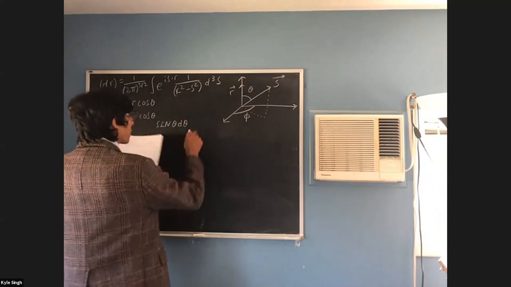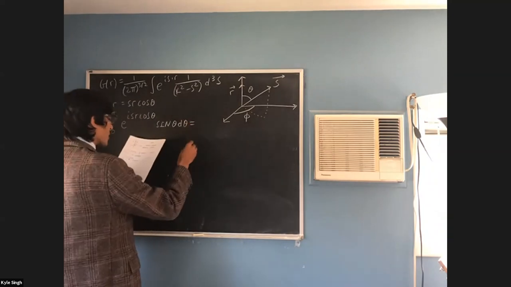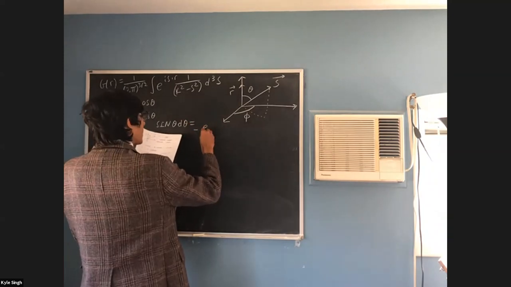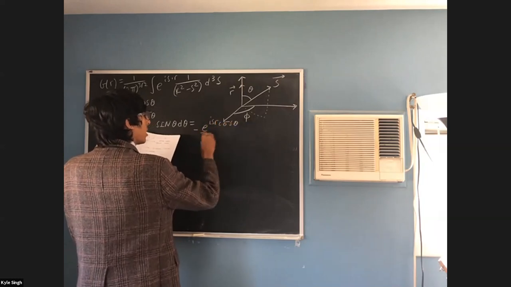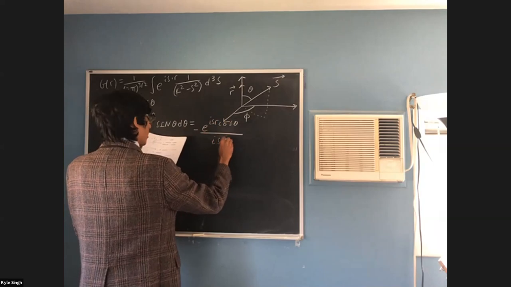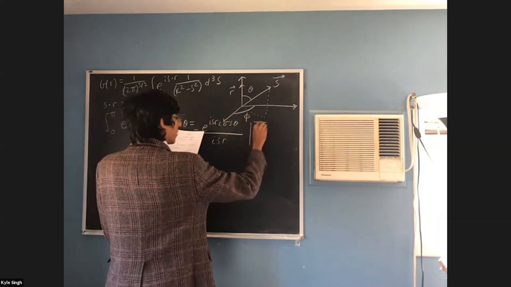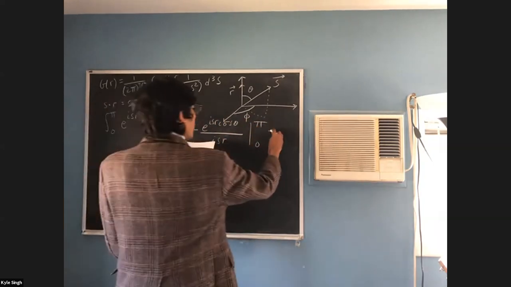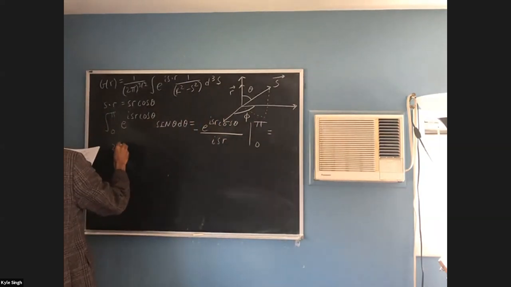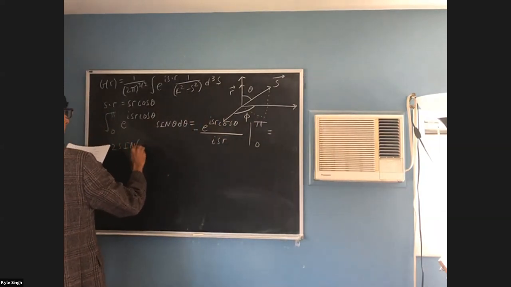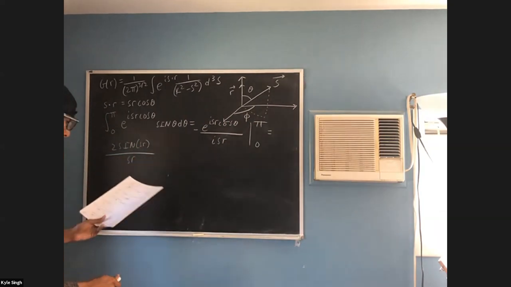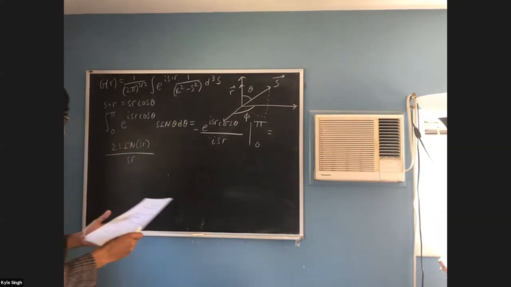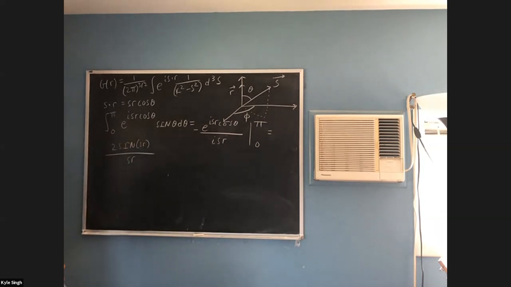Okay, and if I do this integral, it's not so hard. I get minus e to the i s r cosine theta over i s r, from 0 to pi. Then this is just equal to 2 sine s r over s r. So now I can rewrite my Green's function.